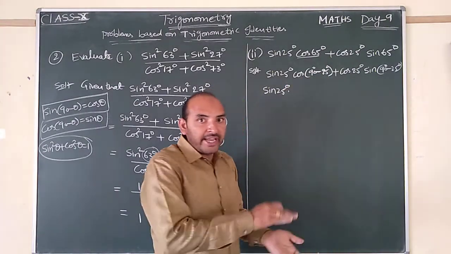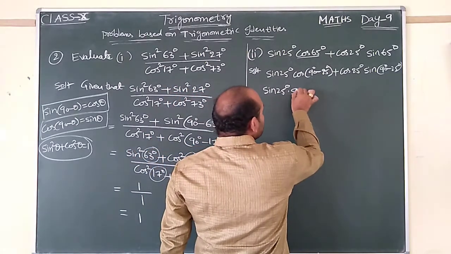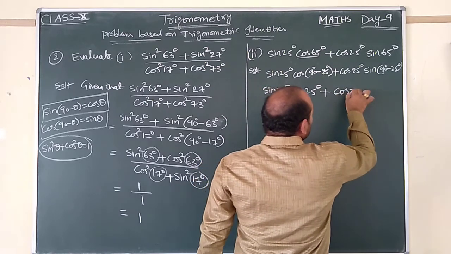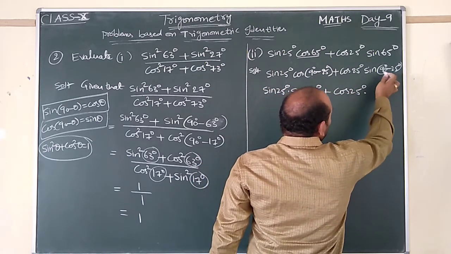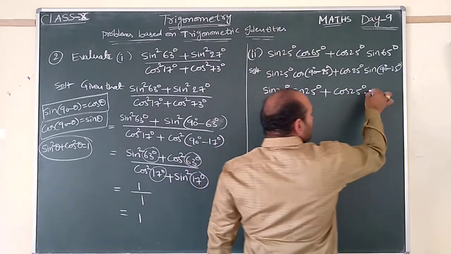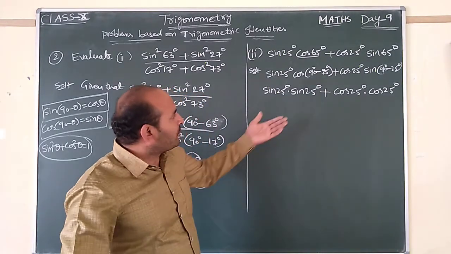Cos changes to sin, sin changes to cos, when 90 degrees is present. So this is sin 25 degrees plus cos 25 degrees into, so again here 90 degrees is present, sin changes to cos, cos 25 degrees. So what do you observe in this?